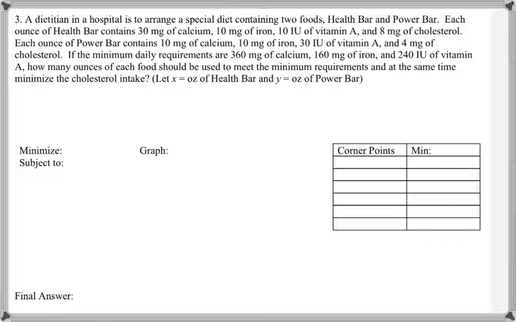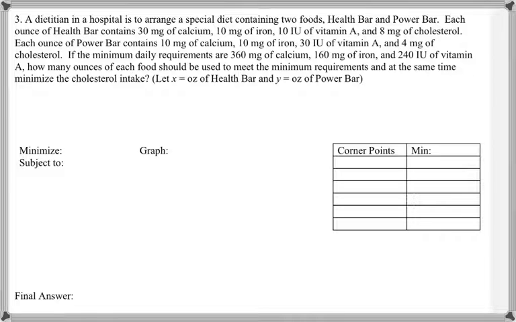If the minimum daily requirements are 360 milligrams of calcium, 160 milligrams of iron, and 240 IU of vitamin A, how many ounces of each food should be used to meet the minimum requirements and at the same time minimize the cholesterol intake? And we're letting X equal the ounces of Health Bar and Y equal the ounces of Power Bar.